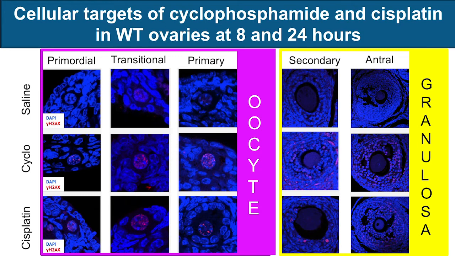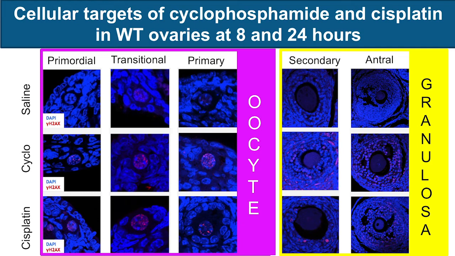And I appreciate it might be quite difficult to see in this room, but what I'm showing here is that in the saline-treated ovaries, there is no evidence of gamma-H2AX in primordial, transitional, or primary follicles, or in fact secondary or antral follicles. But after cyclophosphamide treatment and after cisplatin treatment, there is very clear evidence of DNA damage in primordial follicle oocytes and in transitional follicles and primary follicles. Interestingly, we found that there was a significant amount of DNA damage in the proliferating granulosa cells of secondary and antral follicles, but we didn't detect gamma-H2AX in the oocytes at those later stages.